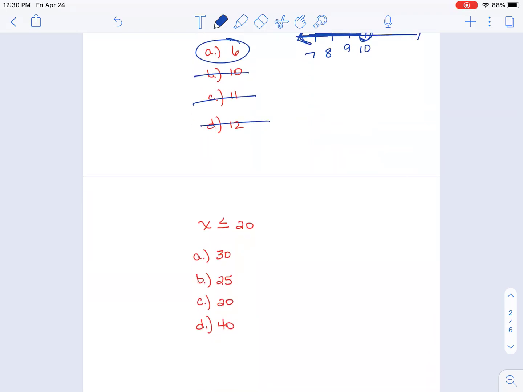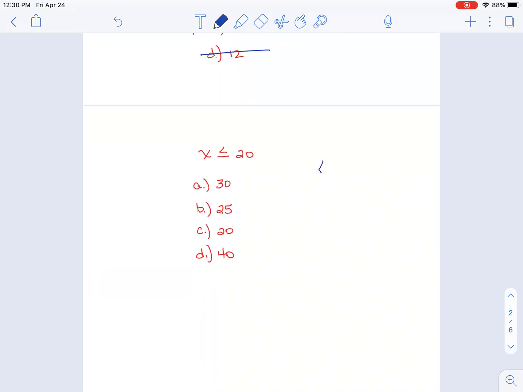All right, let's do one more example. So I'm going to start at 20 because that's a 20. I know it's going to be a closed circle because I have the equal to. It's pointing this way, so I'm going to shade it this way.